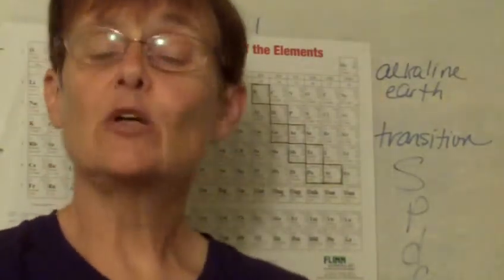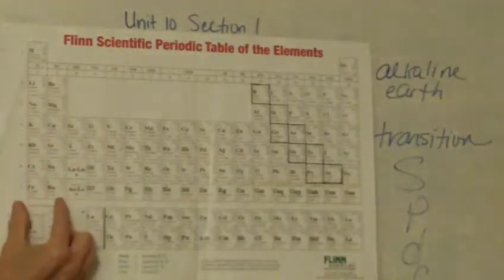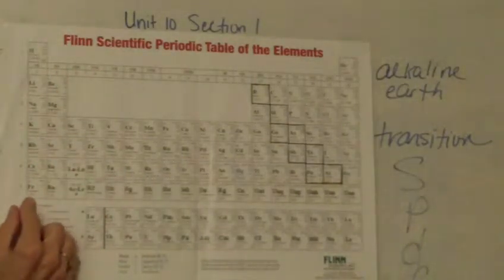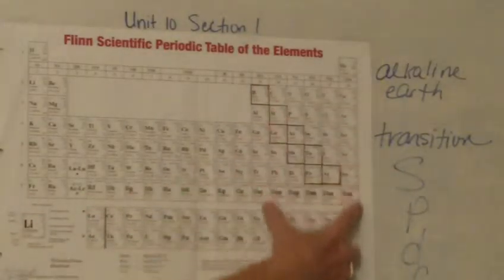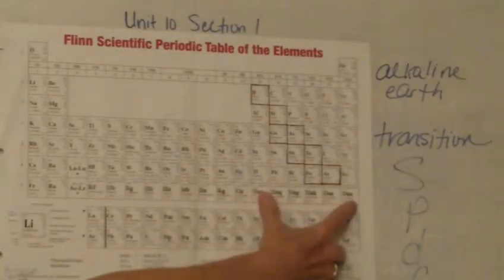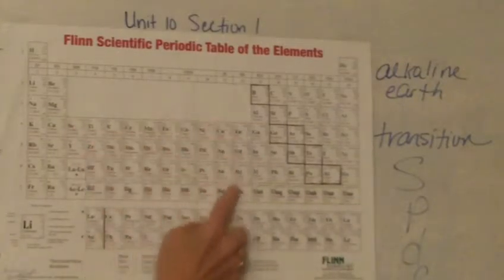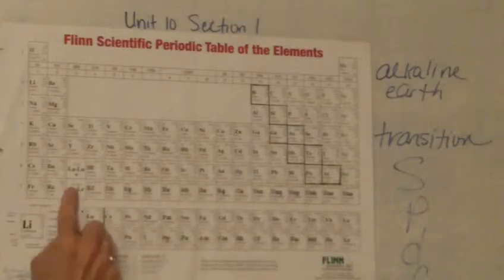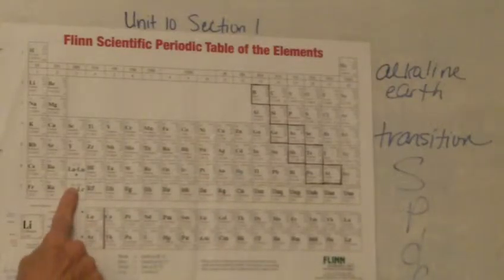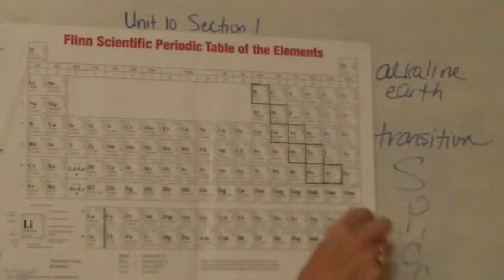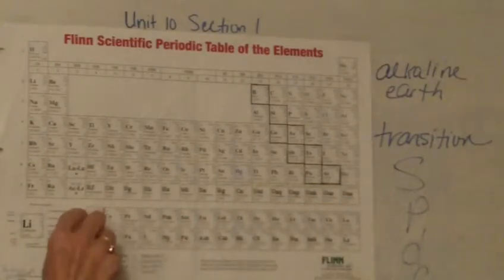And the S block is over here. It's these two columns right here. That's called the S block. The P block is right here. It's these 6 columns over here. The D block is over here, and this is 10 columns right here in this chunk. It's actually the D block and the transition metals are the exact same thing. And the F block are the same as the inner transition metals.